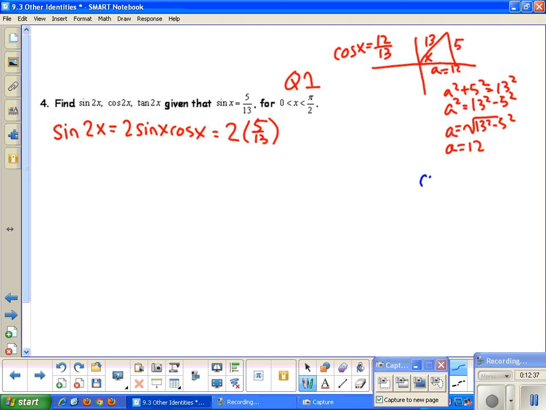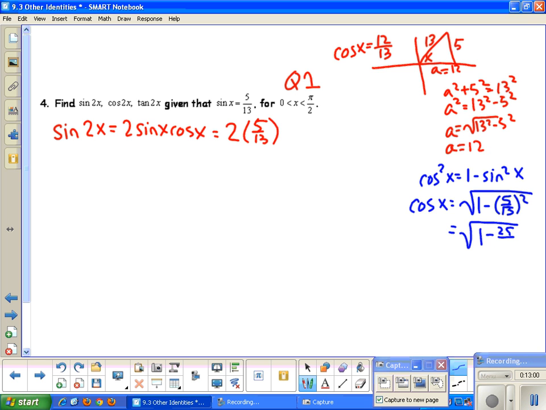I could have also used my Pythagorean identities to figure that out. So if I would have done the cosine squared of x is equal to 1 minus sine squared x, an identity that we learned. So the cosine of x would be equal to, since we're in the first quadrant, the positive square root of 1 minus your sine squared, which in this case is 1 minus 5 over 13 squared. So that would give me the square root of 1 minus 25 over 169.